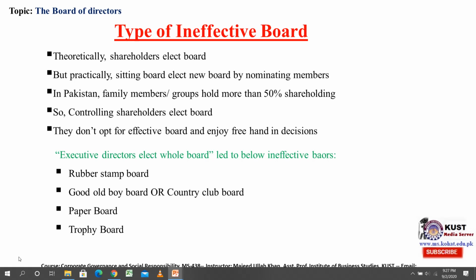Trophy board, where a member of the board is just a celebrity or any known person or philanthropist, included in order to show people that we have such people on our board, and we discuss the business affairs in the board and take care of all people.